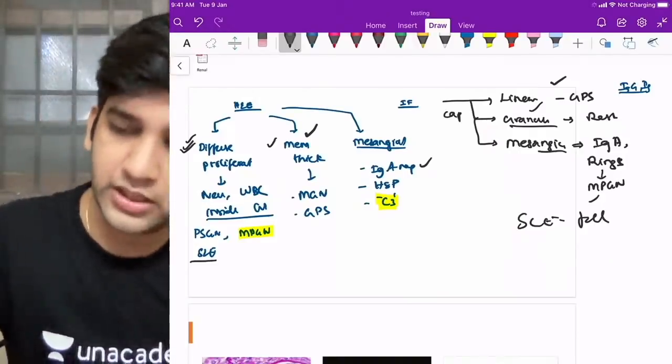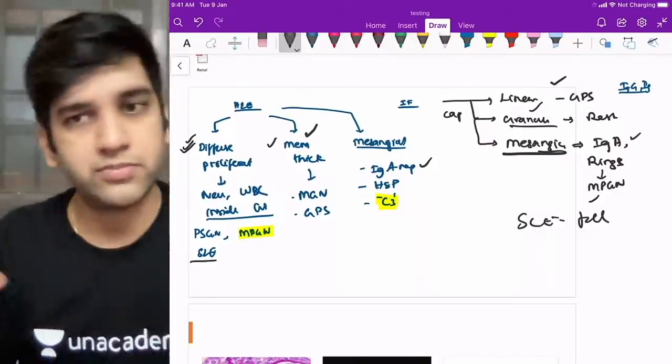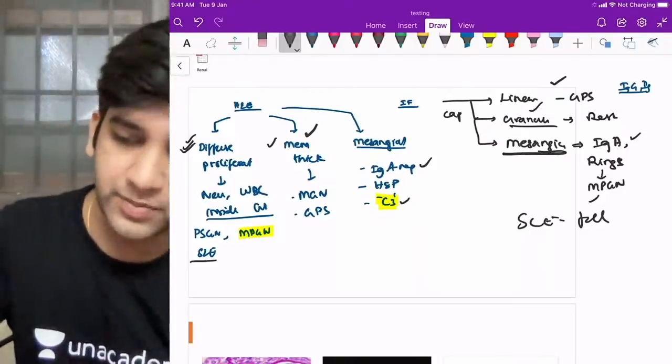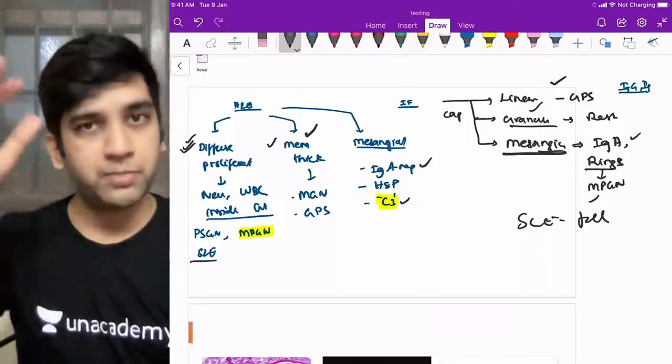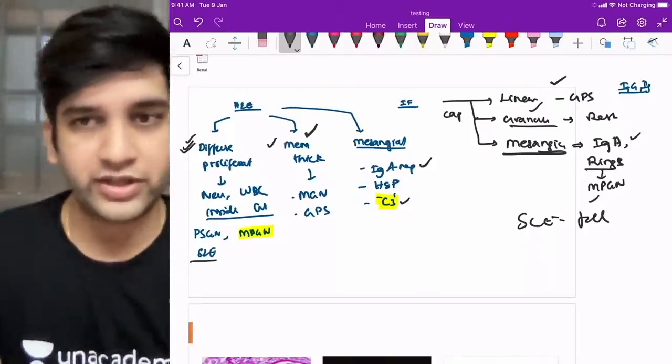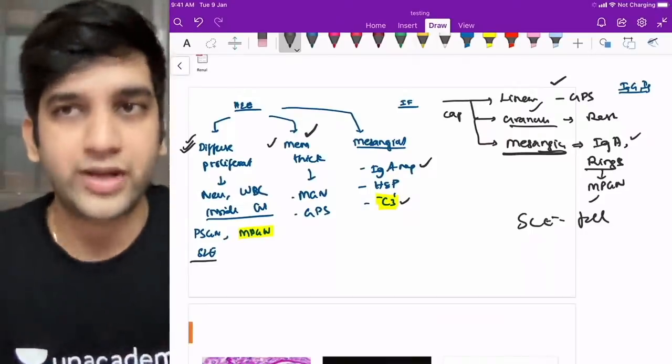Mesangial expansion and IgA deposit in the mesangium: IgA nephropathy. Mesangial expansion plus ring forms: C3 glomerulonephritis, right? We are just going to have permutations and combinations of these, and then we are going to diagnose it. Our main goal here is to diagnose.